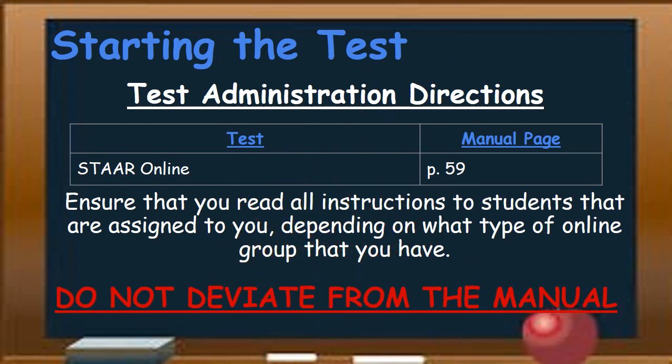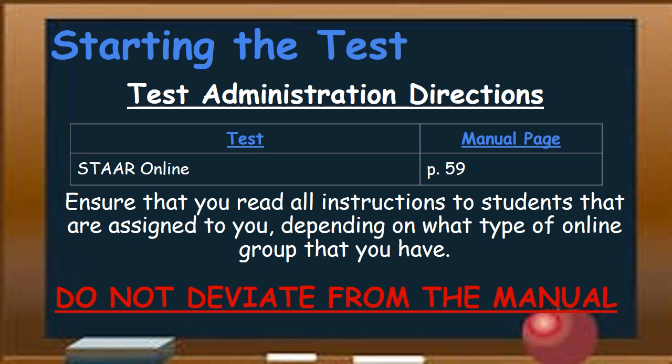If you are administering a test online, the page that you need to bookmark to read to the kids begins on page 59. Again, you need to ensure that you read all instructions to students that you are assigned to, depending on what type of group you have. There are parts inside of the directions that say for students receiving oral administration. There is also a part that says for students that are receiving extra time. You want to make sure that you know what kind of group you have so that you can read the directions appropriately for the kids. Again, we want to make sure we are not at any point deviating from the manual. The manual is there for us to read from, not to freestyle what we want to say for the day to the kids.